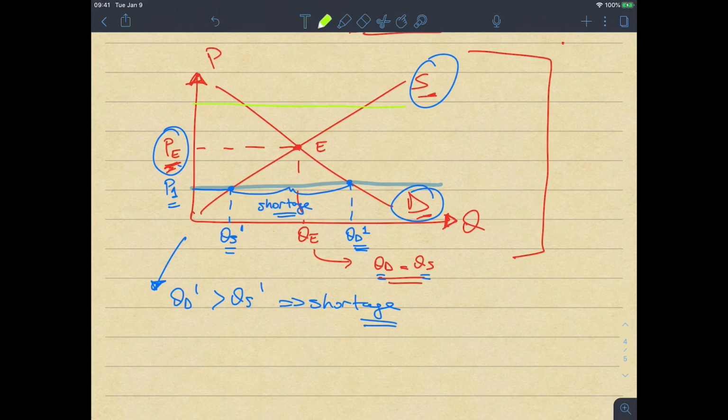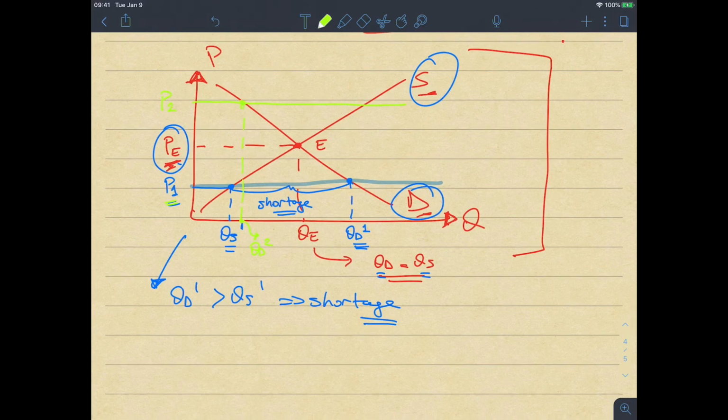So let's say this time, instead of having a lower price than the equilibrium price, the government wants to have a higher price level, which we will call P2. At the P2 price level, when we go down, we know that this will be the quantity demanded, QD2, because we hit the demand line here. And at this point, we hit the supply line. That's why we say this will be QS2.